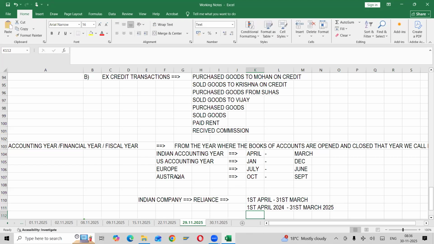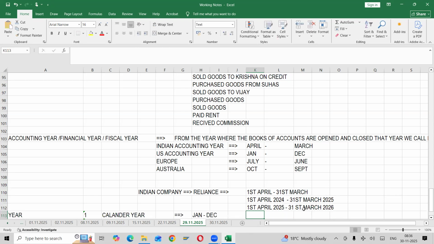So they will open a separate set of books. Once it is done, they will close the books on 31st March, and again next year they will open one more set of books on 1st April 2025 to 31st March 2026. Every year, every company, every business, small to big, will follow like this.